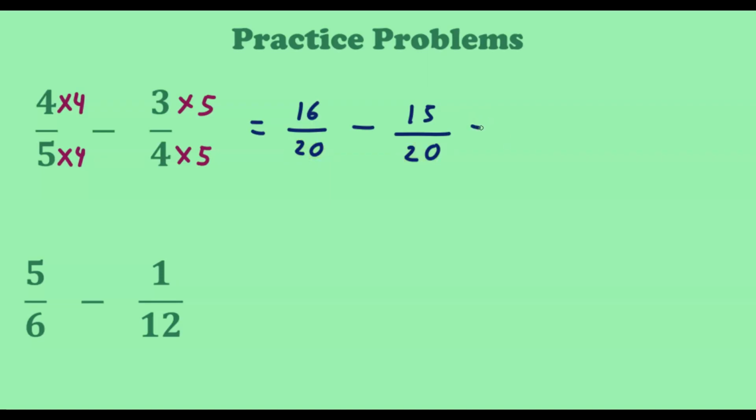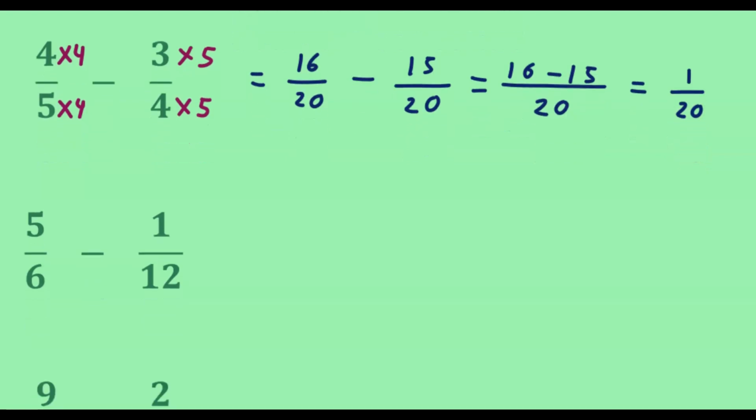So what we do is we write 20 in the denominator of the resultant fraction, and in the numerator we subtract the numerators of the original two fractions. So we have 16 minus 15, that is 1, and we divide this by 20, and so this is the required answer, that is 4 over 5 minus 3 over 4 is equal to 1 over 20. Next, let us have a look at the next problem.